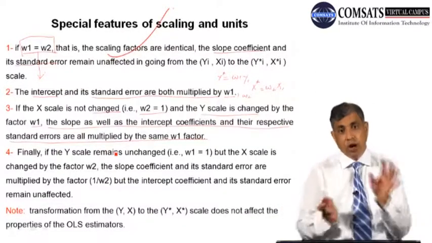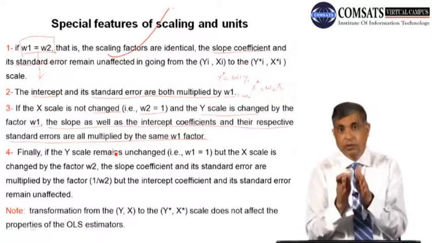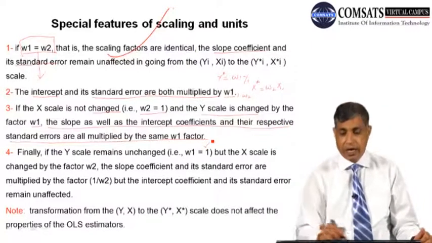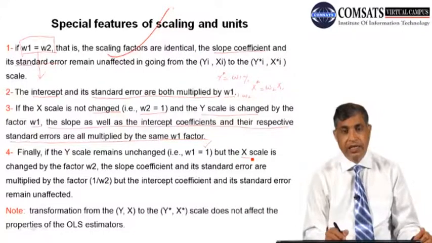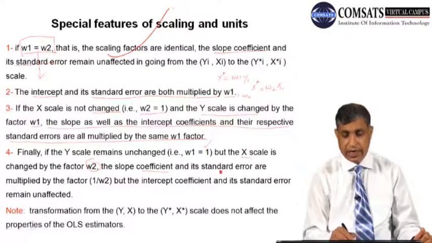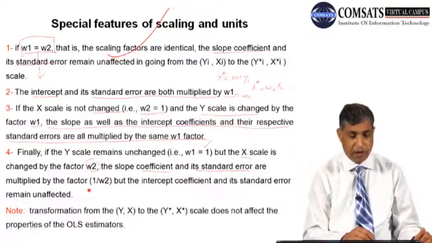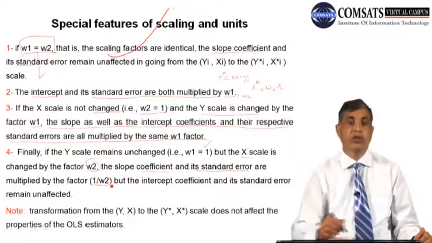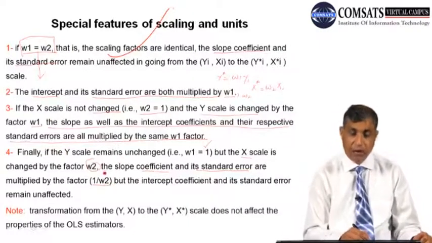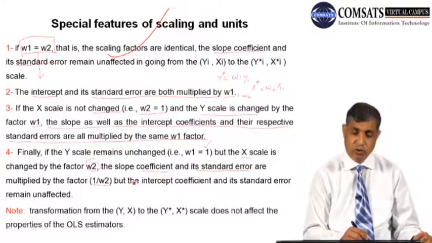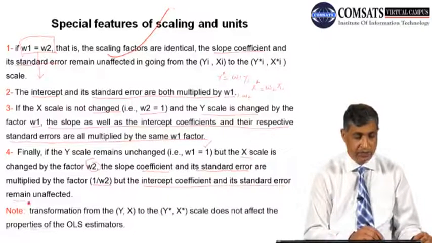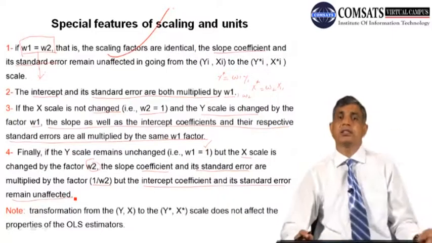Finally, now you reverse the situation. You keep the y values constant, which means you are supposing that w1 is equal to 1, but the x values are multiplied by w2. What will happen? The slope coefficient and its standard error are multiplied by the factor 1 over w2, not by w2. But the intercept and its standard error remain unaffected. One thing will not change.